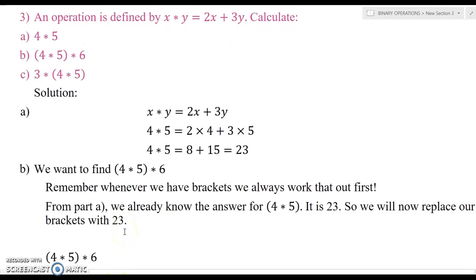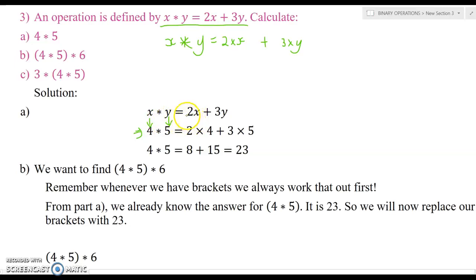Now let's look at our next example. An operation is defined by x star y is equal to 2x plus 3y. So x star y is equal to 2x, which is 2 times x, plus 3 times y, right? Cool, 3y. And the first one, very easy, we want to find 4 star 5. So wherever we see x, we replace it with 4. Wherever we see y, we will replace it with the 5.